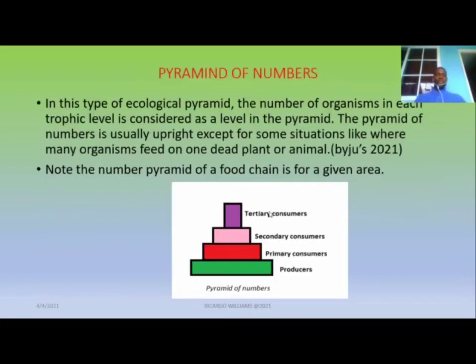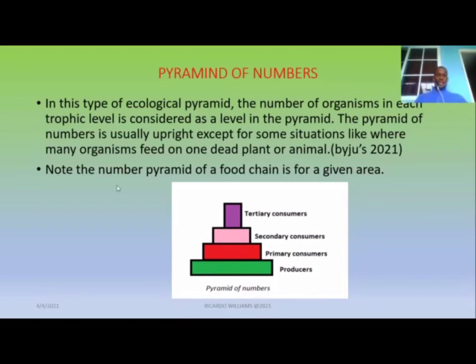Look at this now. We have different types of pyramids. We have ecological pyramids that fall in three categories. We use the pyramid of numbers. This is the first one we're going to look at, and it is just what it is. Pyramid of numbers means that it's going to show you the relationship in terms of numbers at each trophic level.